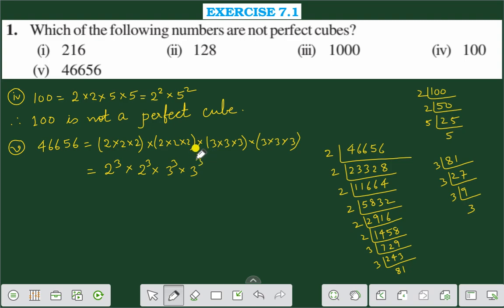Right? We get all the numbers as cube. Therefore, here all are cubes. We get triplets: 2 cube, 2 cube, 3 cube, and 3 cube. All the numbers 2 and 3 are expressed in the form of cube. Therefore, we can say that 46656 is a perfect cube.